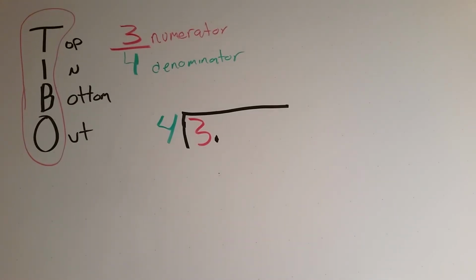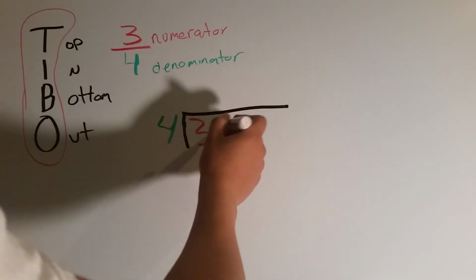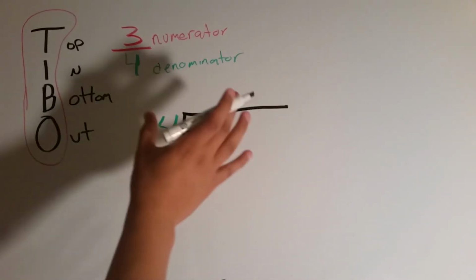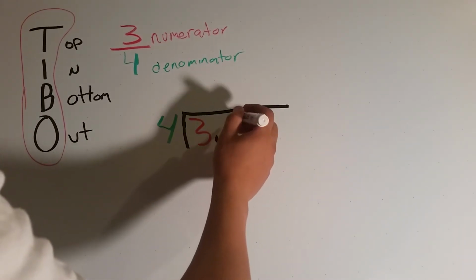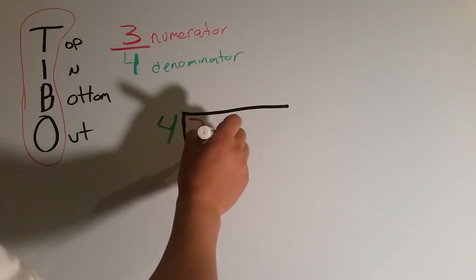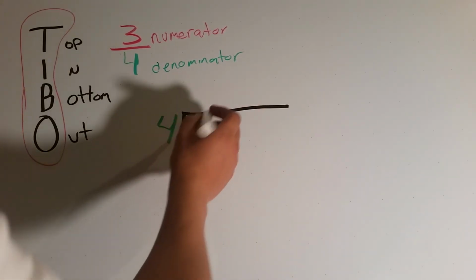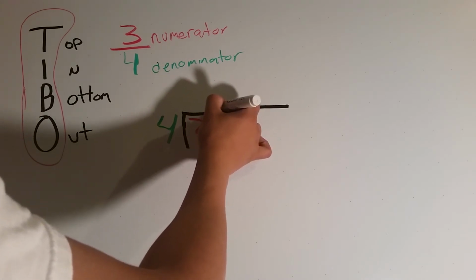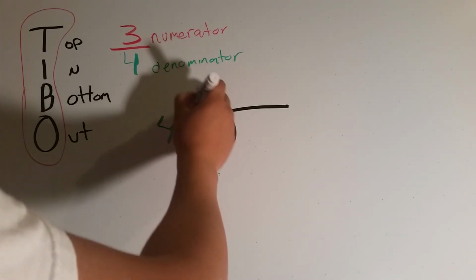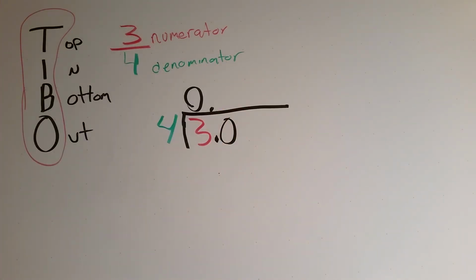Now I want you to remember that any zero that you add to the right of the decimal is not going to affect the value of the number. I'll show you that real quick. If we add a 0 right here, it is still 3.0, or 3. But we're not going to worry about decimals right now. We're going to divide it out. First things first, 4 is not going to go into 3 at all. So we keep going.